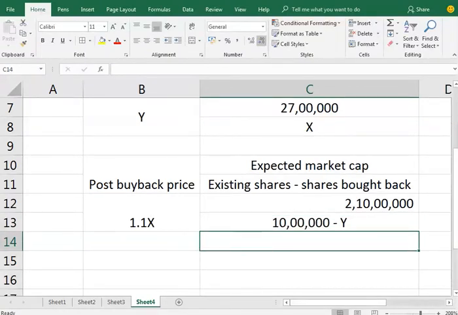So when you do the cross multiplication, it will become 11 lakhs minus 1.1 XY. You know the value for XY is 27 lakhs. Solve it, you will get the answer to X as well as Y. Clear? So the analysis is your post buyback price has to be 210 lakhs divided by number of shares currently existing minus the shares bought back. Any doubts on this? Similar to the earlier analysis, the only difference is there we equated to x, here I am equating to 1.1x.